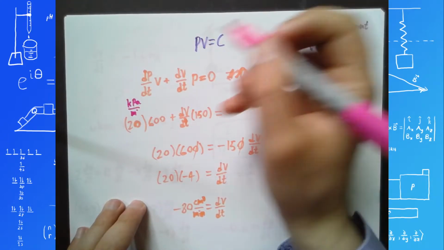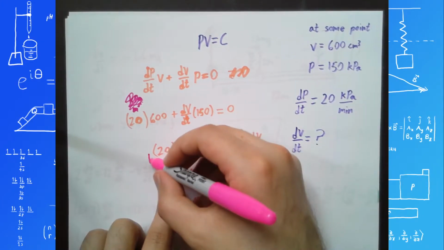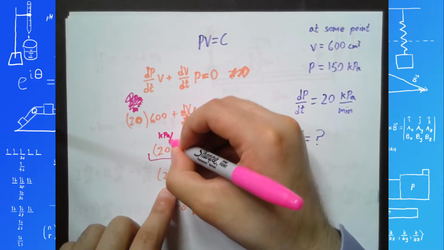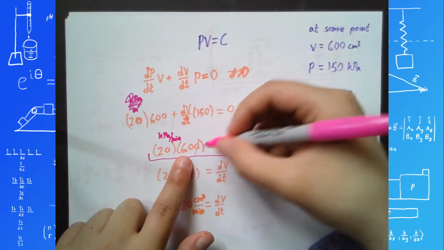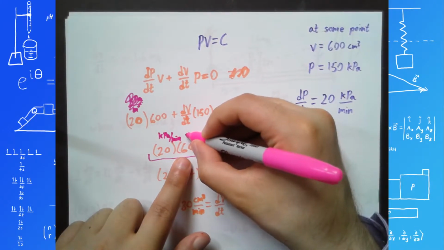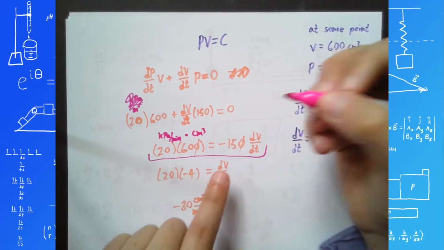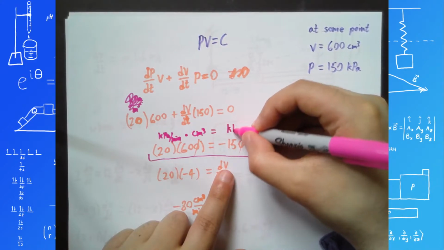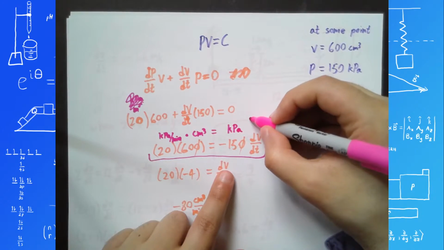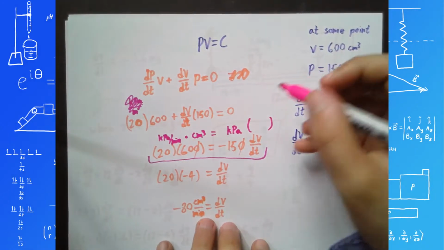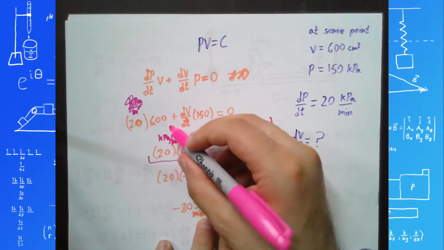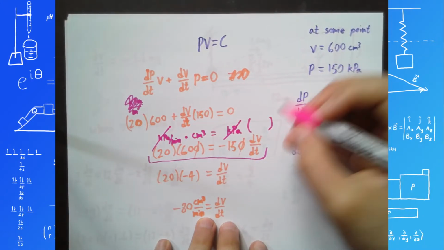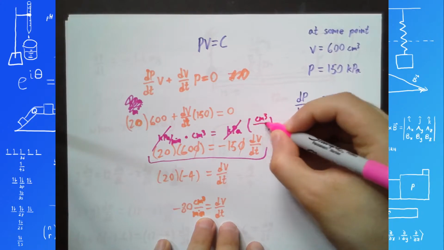Actually, let me do it over here with this equation. So we had kilopascals per minute times the 600, that was cubic centimeters, equals the 150 was in kilopascals, times whatever units dV/dt was supposed to have. Well, you can divide both sides by kilopascals, and the kilopascals cancel out, and all you're left with is cubic centimeters over minutes. So that's what we're supposed to get here. Pretty simple stuff.